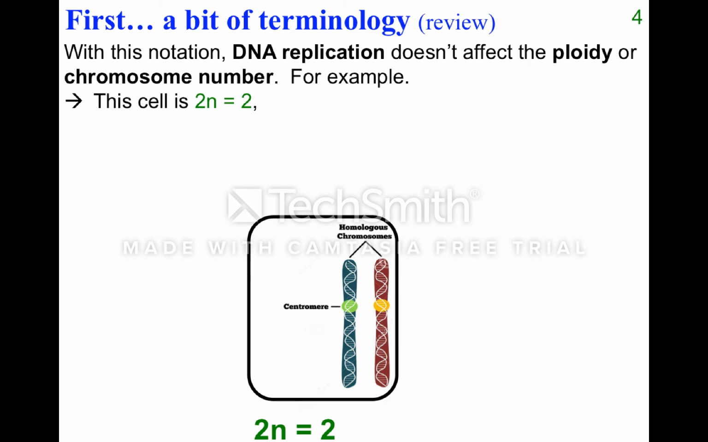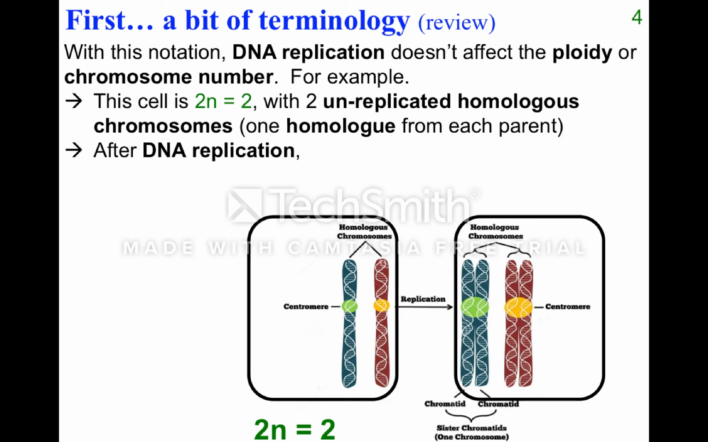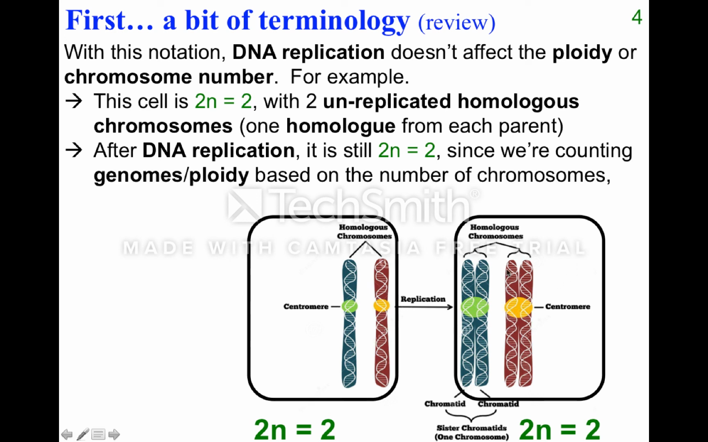Now if we were to do DNA replication, so that these unreplicated homologous chromosomes now become replicated chromosomes, so chromosomes that have 2 DNA strands, 2 sister chromatids per chromosome, this is still a 2n equals 2 cell. It's still a diploid cell with 2 chromosomes, because when we're counting the number of chromosomes for ploidy, as long as these 2 sister chromatids are still stuck together, this counts as 1 chromosome, and this is the second chromosome here. So this is a diploid cell with 2 chromosomes. This is also a diploid cell with 2 chromosomes. The only difference is this one here is unreplicated, and this one here is replicated. So keep those in mind.